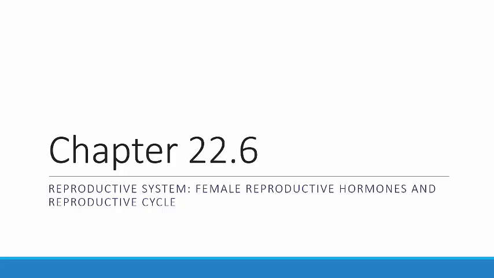In this last video for chapter 22, we're going to take a good look at the female reproductive hormones and then map that onto the reproductive cycle. So what we think of as both the uterine cycle and the ovarian cycles.